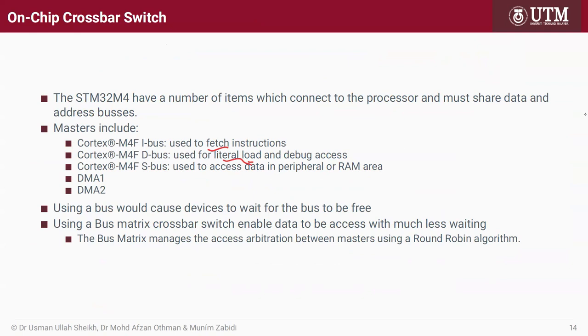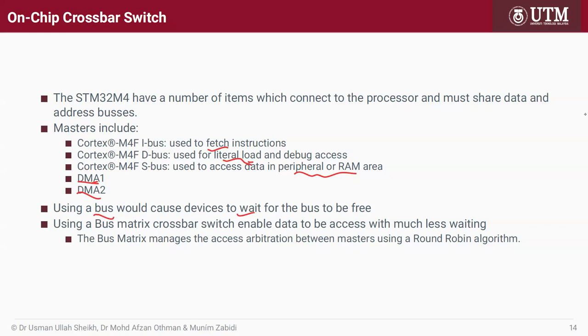And then we have another master for accessing data in the peripheral or RAM area. And then they also have DMA. Of course, DMA can become the bus master. I mentioned this just now. Don't forget that. So at least 5 potential bus masters. So if you use a bus, you will need to wait, because in a bus, the lines are all shared. So if anyone is using it, the other 4 will have to wait.